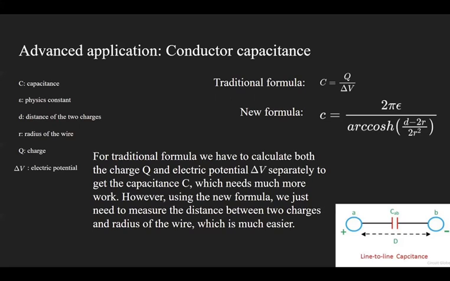So why would you use the new formula with cosh instead of the traditional formula? For the traditional formula, we have to calculate both the charge Q and the electric potential delta V separately, using their own formulas and a lot of different variables. If we expand them, it's really complicated and needs a lot of work. However, in our new formula, we just need to do some simple measurements: measure the distance between the two charges to get D, and measure the radius of the wire to get R. After we get these two measurements, we can just plug them into our new formula, which is much easier.